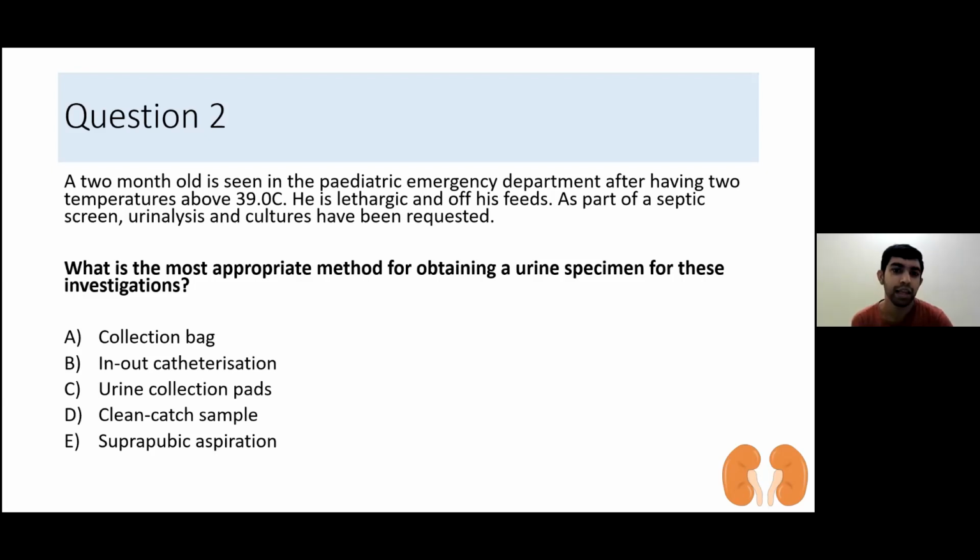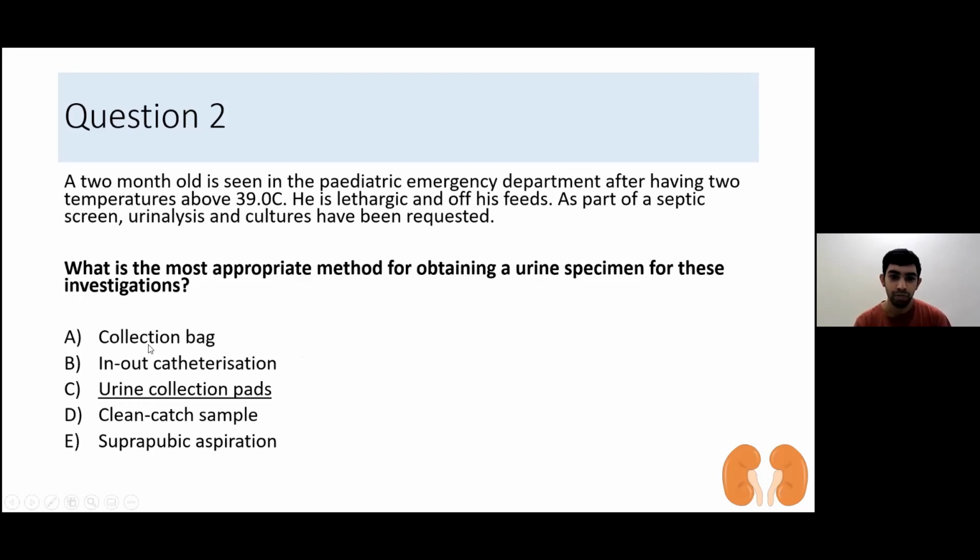Okay, so let's see the results. So exactly 50% have gone for option D, and the two next most popular options are option C, urine collection pads, with just around 20%, and option A, where 15% of you have gone for a collection bag. Now, I appreciate, depending on where you're tuning in from around the world, it may depend on what this answer might be, okay? But for the purposes of this question, the correct answer is option C, okay?